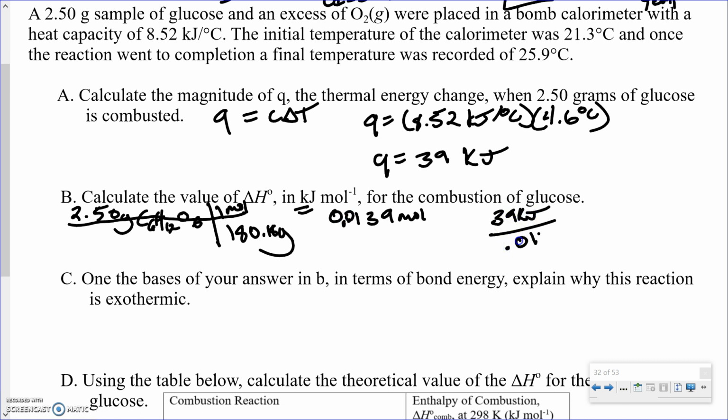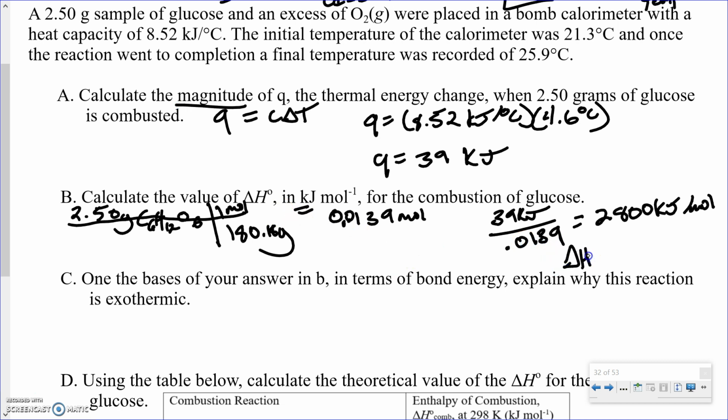Divide that by 0.139, and we get an answer with two proper sig figs of 2,800 kilojoules per mole. Okay, now it is looking for delta H, and so this is important. You actually need to include the sign here. Up here, it was just looking for magnitude, so it's just looking for the number. Down here is where knowing whether it's endothermic or exothermic comes into play.